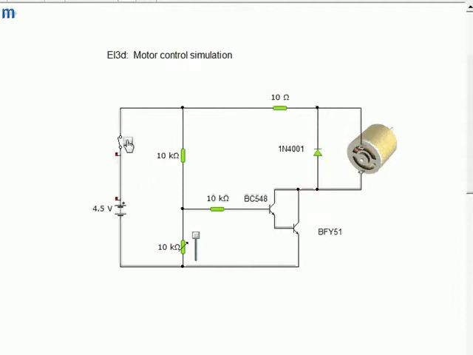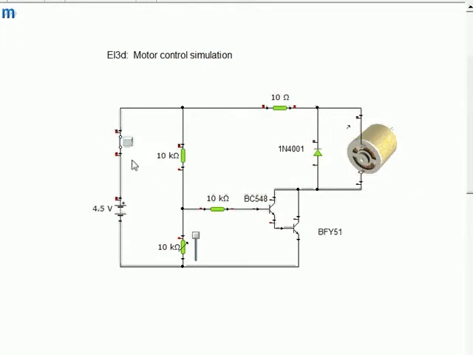Let's run the circuit again. That is now a large load being switched by a power transistor. The first transistor is switching the second transistor. There is a slight problem though with the motor.